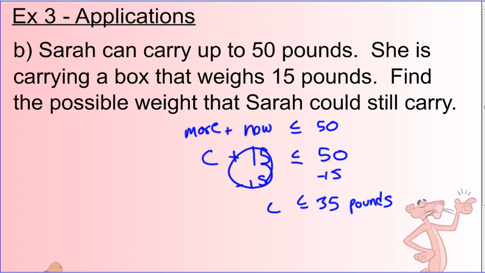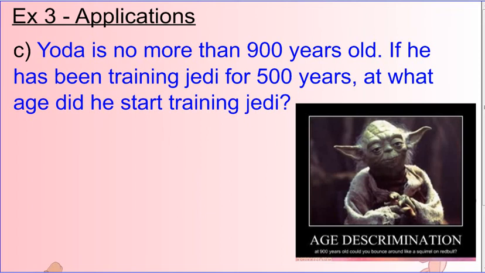Okay? The last problem I'd like you to try, this will be letter C. I'll read it to you. It says here, Yoda is no more than 900 years old. If he's been training Jedi for 500 years, at what age did he start training Jedi? Go ahead, pause the video, write your inequalities, solve it, and figure out how long he's been training these Jedi.